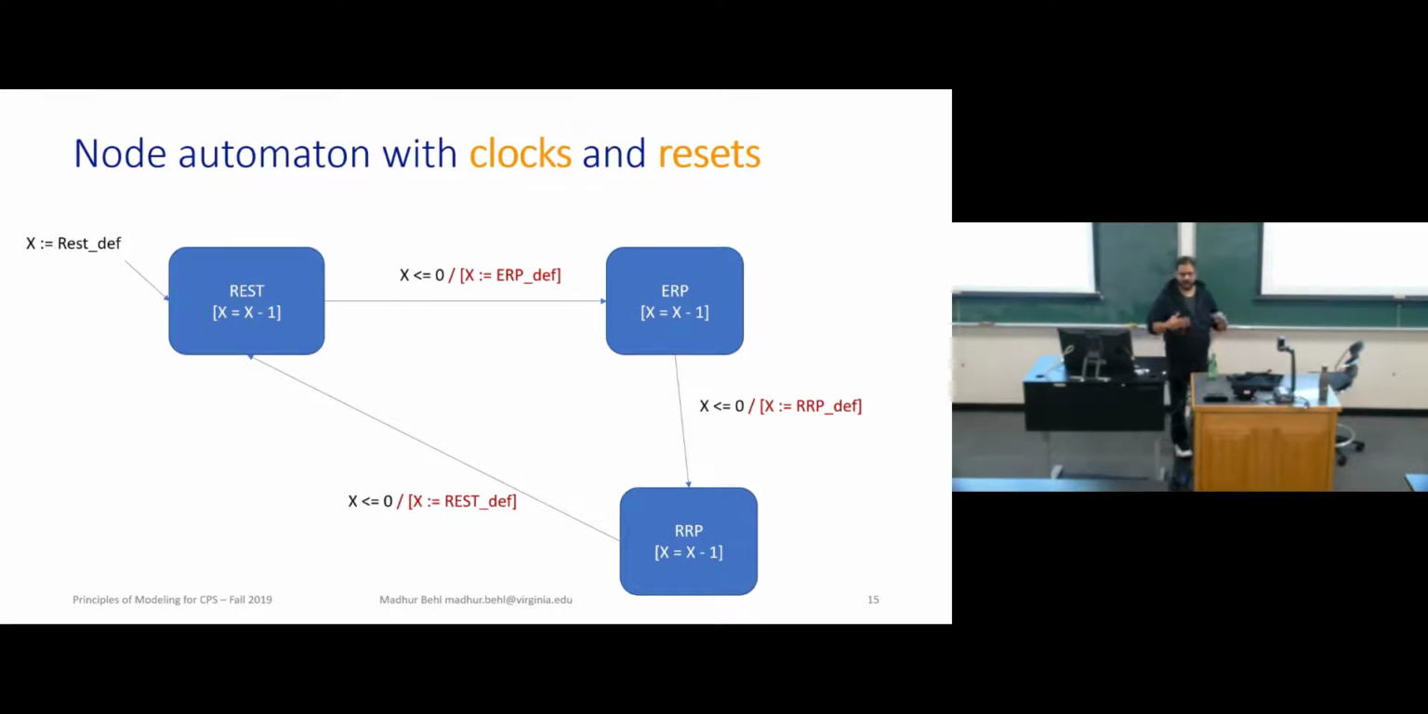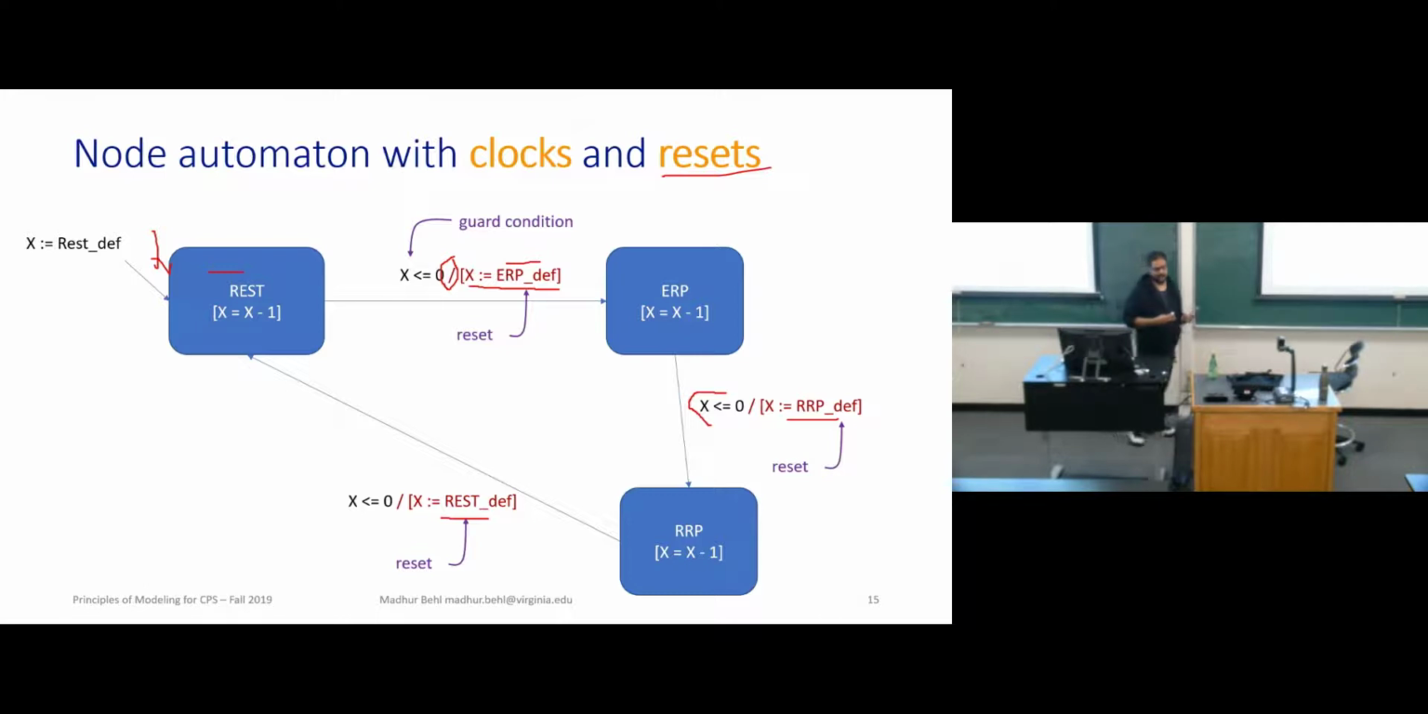So now our updated view of a timed automaton is an automaton with clocks and resets, not only clocks. So we have a guard condition, which is when a transition is legal, or you can take it if you satisfy the guard condition, and we have resets.